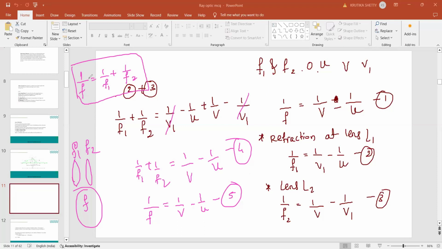So the reciprocal of focal length is called what? It is the power. So therefore power P is equal to P1 plus P2. This is for the power.